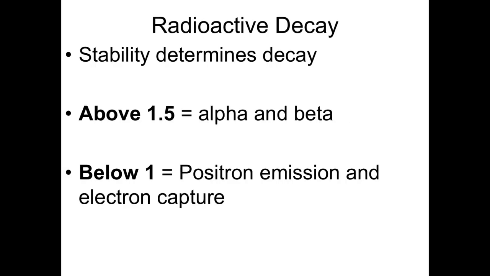Okay, so just to recap the first part. Stability determines decay. If it's stable, it will not decay. If it's unstable, it will. We talked about alpha and beta, which are the ones above 1.5. Now we're going to talk about positron and electron capture, which are the ones that are below 1.